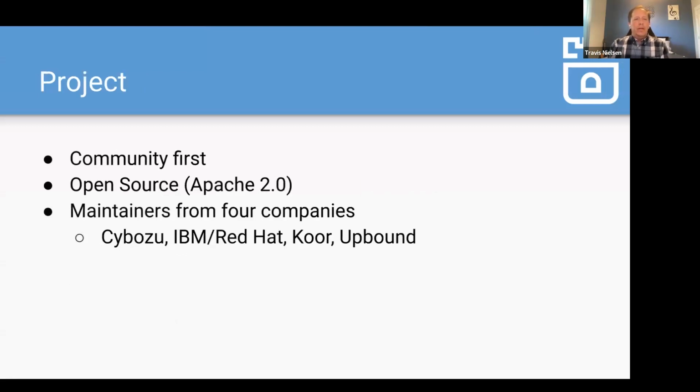As far as the project, again, community first is our philosophy. We do have an open source license with Apache 2.0 for the Rook project, which is one of the more common licenses, I believe, with CNCF projects. And we currently have maintainers from four companies: Cybozu, IBM, Red Hat, Core, and Upbound. So it keeps the diversity alive for the project.